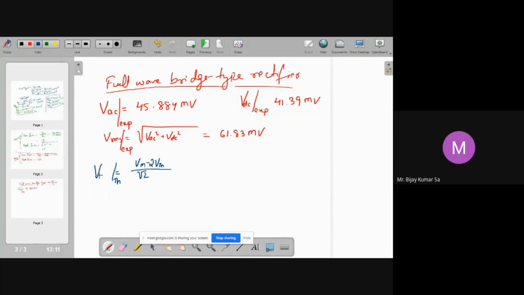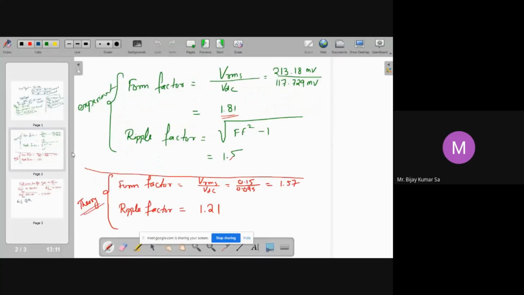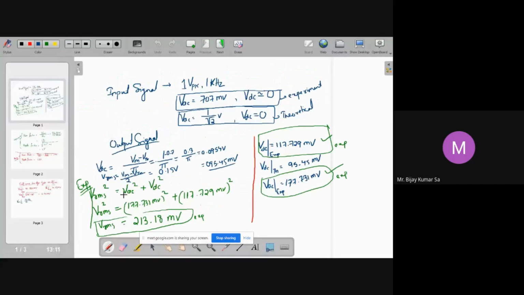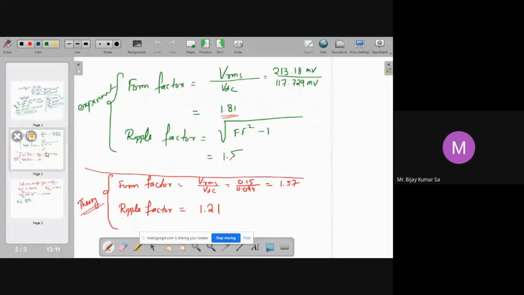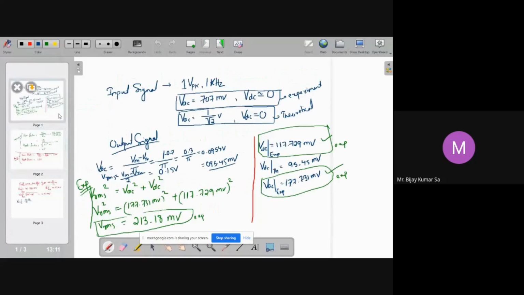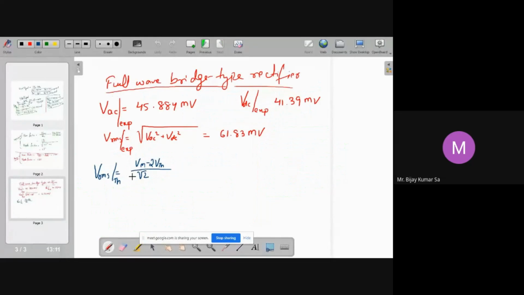I was making a mistake here. This is VRMS. Here, what are we doing? We are calculating theoretically. This is VRMS, which we calculate theoretically as Vm minus VTH by 2. Similarly, here VRMS theoretical is Vm minus 2 VTH by root 2. How much is it? Tell me. Vm is 1, VTH is 0.7. Calculate and tell me.